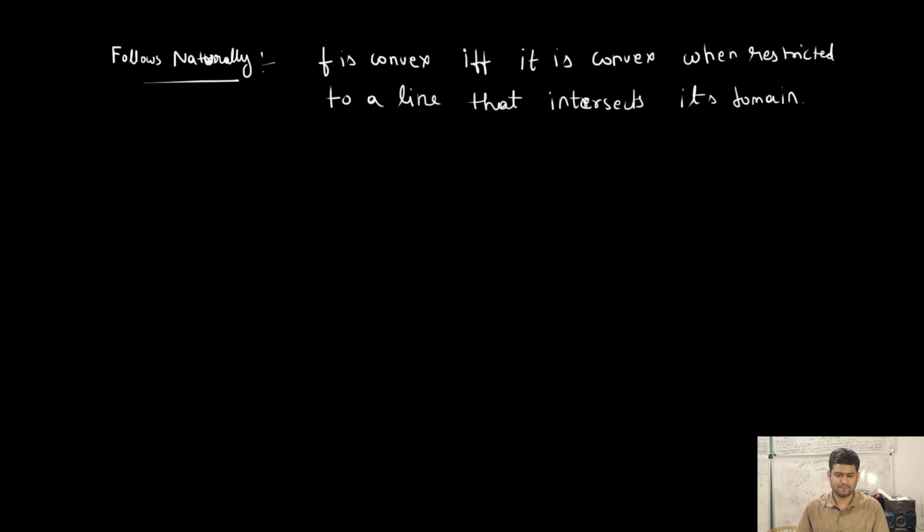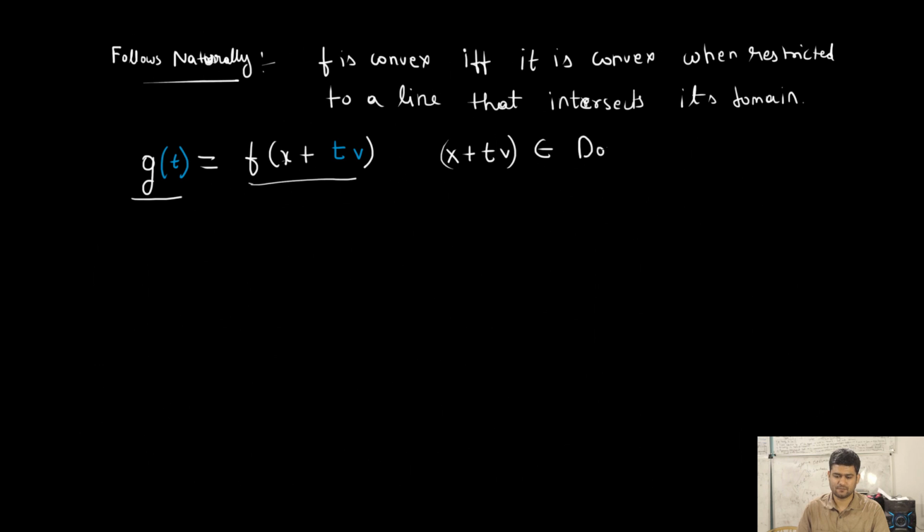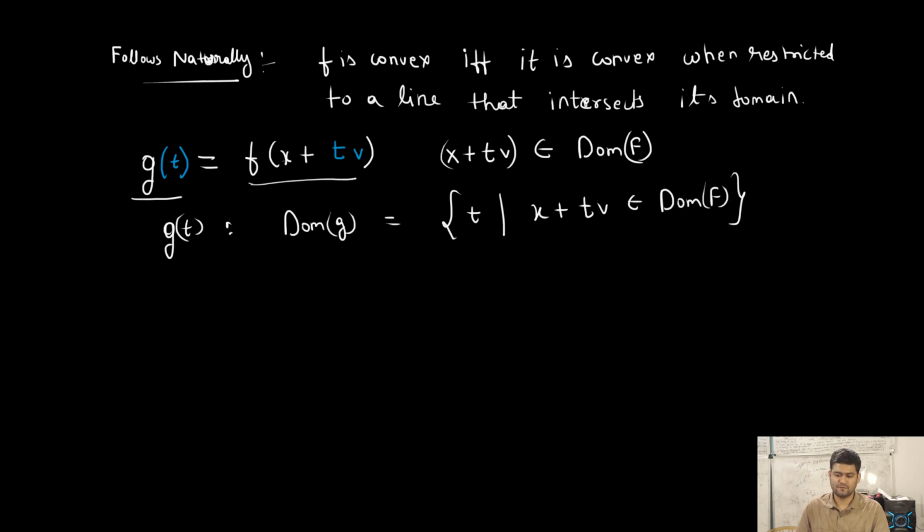So what it means is that if the function g of variable t, which is equal to f of x plus t times v, then f is convex if and only if g of t is convex, subject to the condition that x plus t times v belongs to the domain of f. So the domain of g is the set of all t such that x plus t times v belongs to the domain of f, where v is some direction variable.